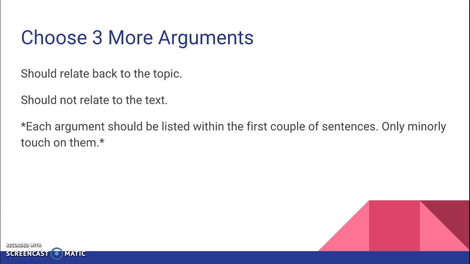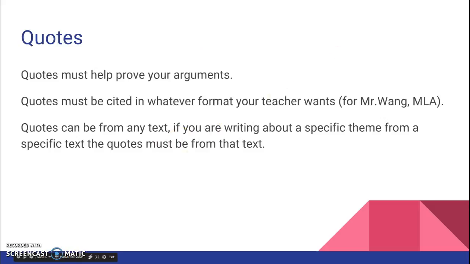And then you're going to choose 3 more arguments. So it should relate back to the topic. It should not relate to the text, because you don't want any of your arguments to relate back to the text. And each argument should be listed within the first couple of sentences. But it's just like minorly listing them, because then you can go in depth on them later on. So quotes.